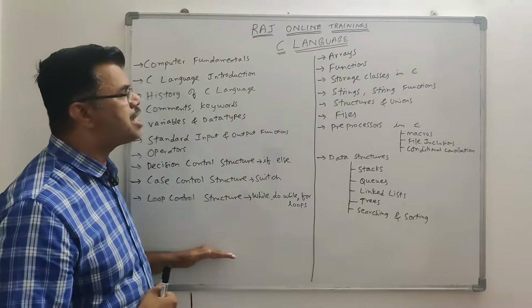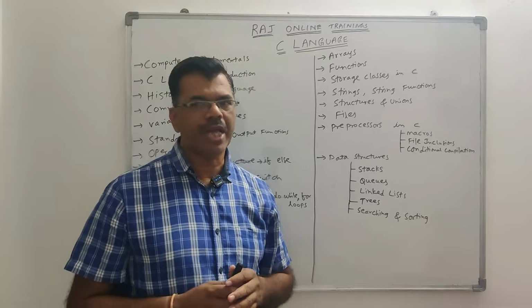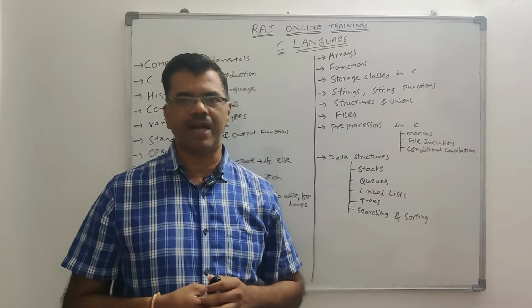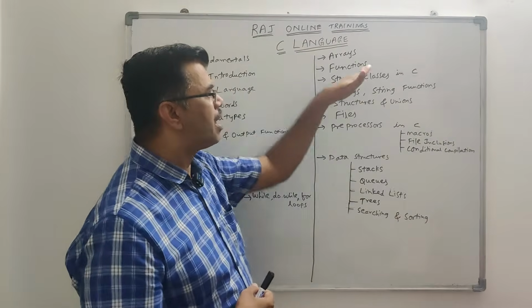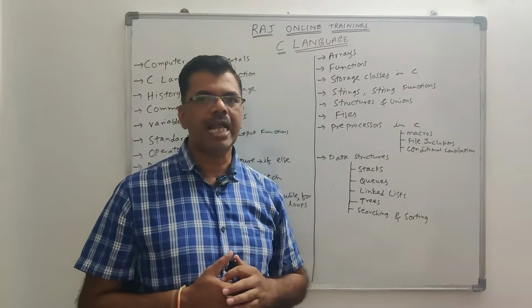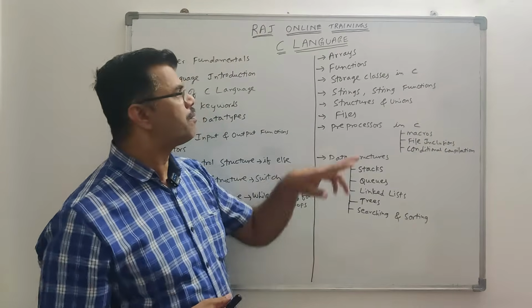Once we complete this basics part, the next part is arrays. When you take a variable, we can store only one value. In order to store multiple values, we are going to make use of arrays. Arrays are used to collect the elements of similar data type.